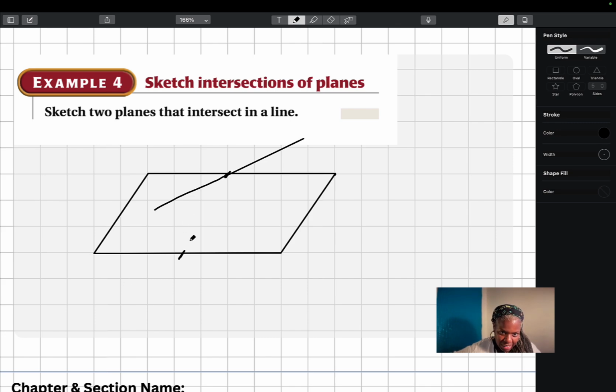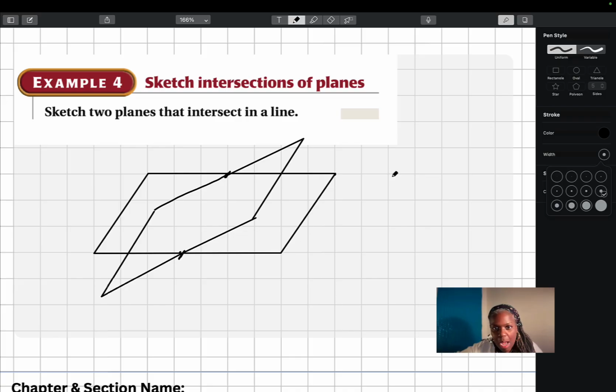And now I'm going to do the same thing in the same way. This line I'm going to put over here. And this line I'm going to put over here, continuing it. And now what I'm going to do is connect these. And we're going to see if we can get the look that we're looking for. So I'm going to get a thicker pen here. I'm going to make this line count, make it look good there. So this is the line of intersection.